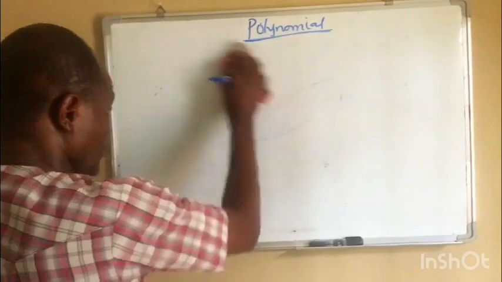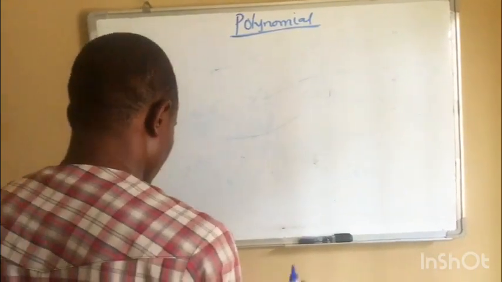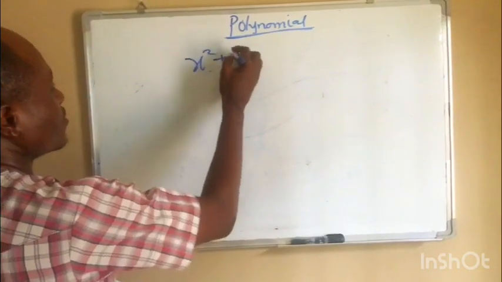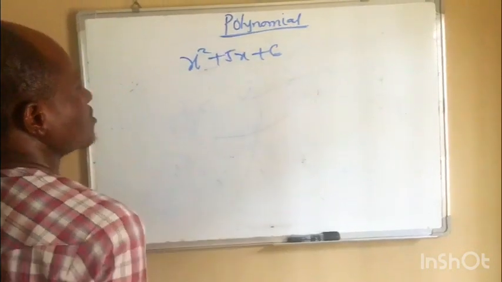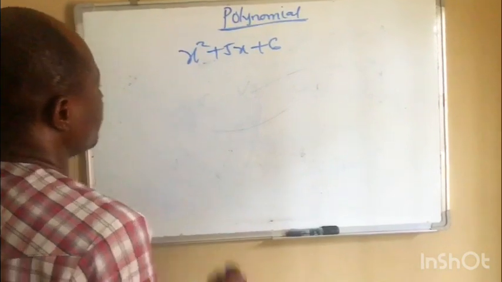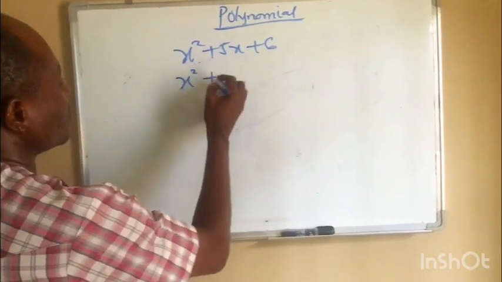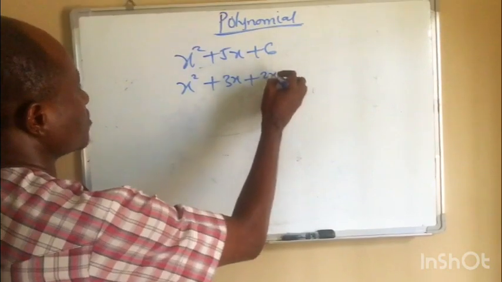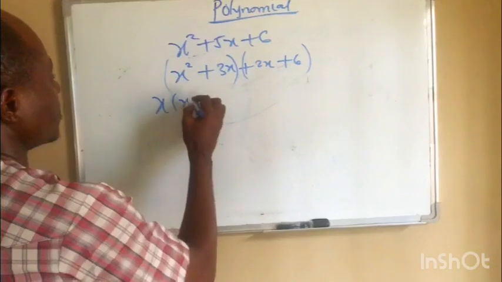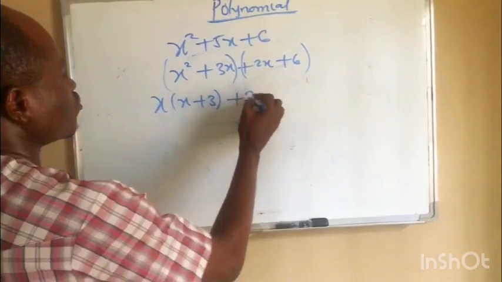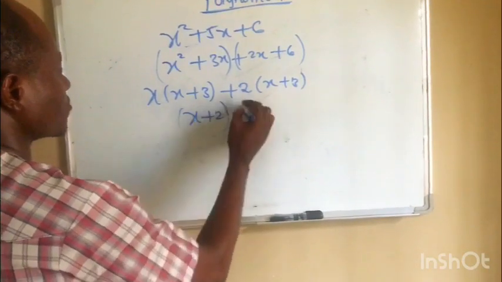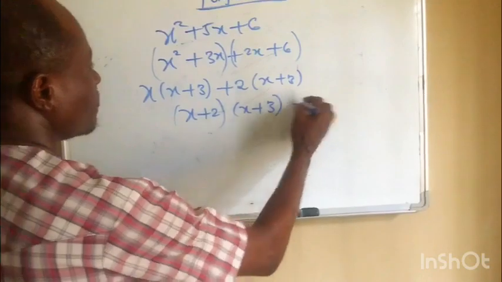For example, if you have a polynomial x squared plus 5x plus 6 equals 0, you can factor this in the form x squared plus 3x plus 2x plus 6. That now begins to do like this: you have x into bracket x plus 3, plus 2 into bracket x plus 3. That means we have x plus 2, x plus 3. So this is a factor form of this polynomial.